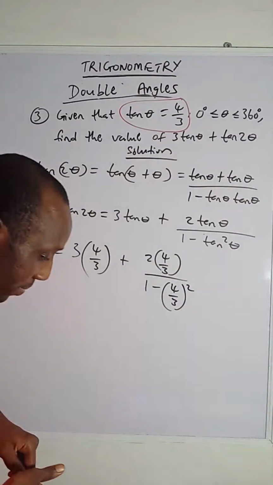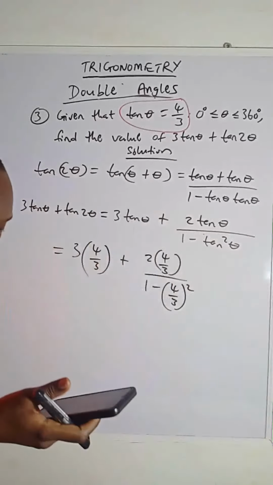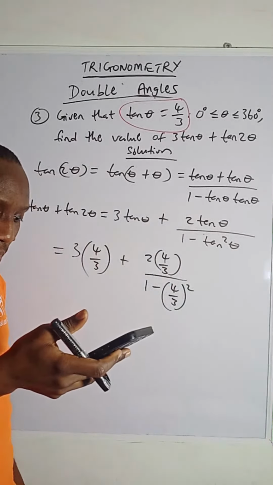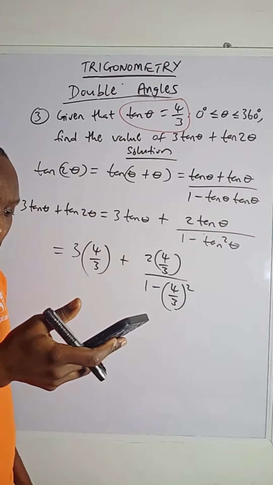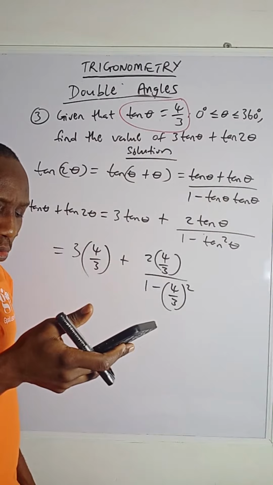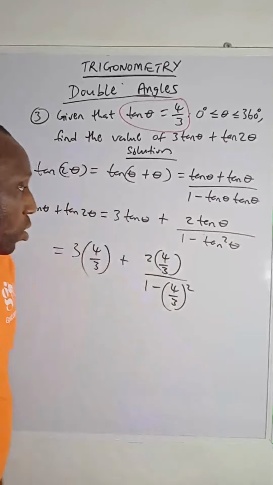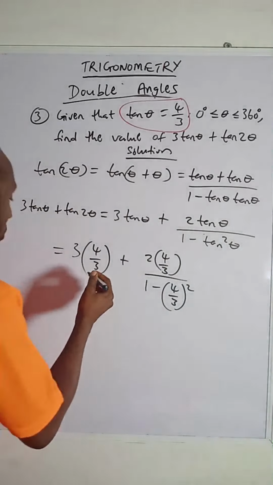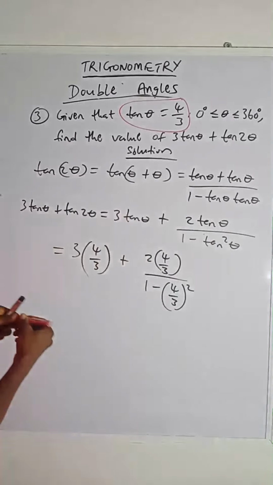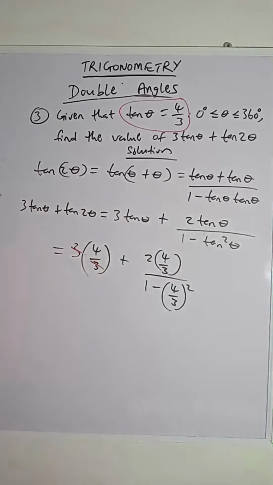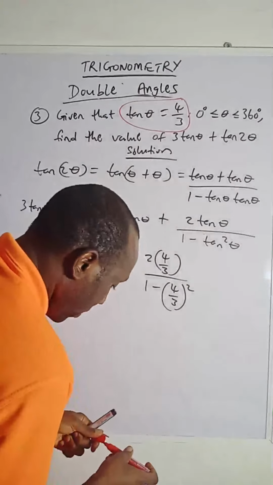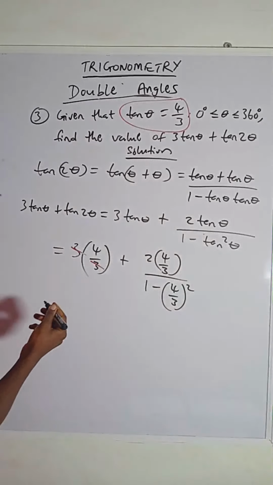You see what I just did? Is it okay to break tan theta? No. You can't do that. You cannot do that, okay? So let's simplify this now. 3 cancels 3, all right? Yeah, 3 cancels 3. Let's just get that out of the way.